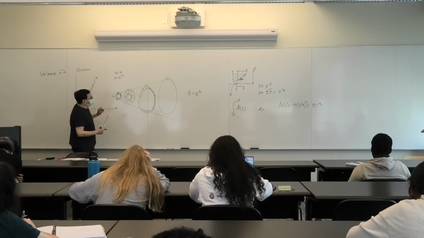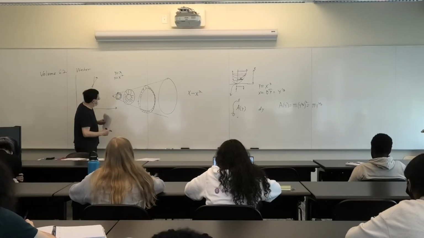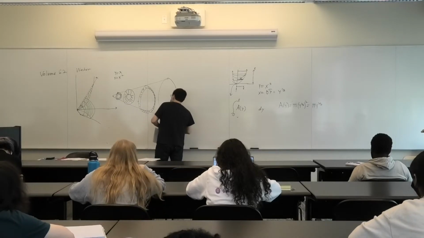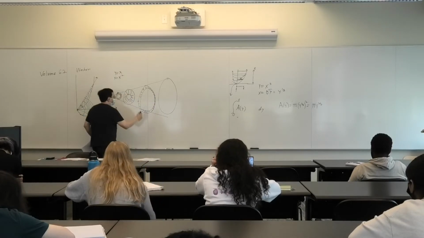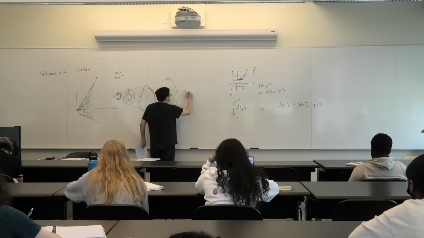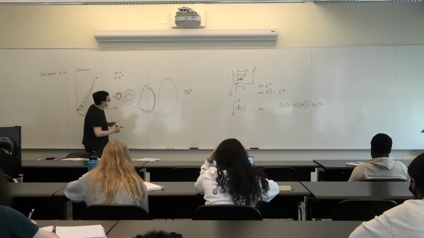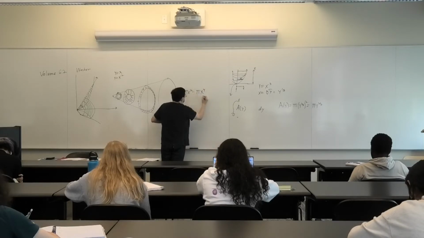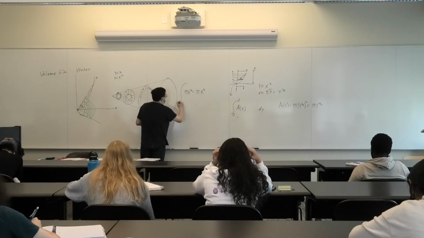Our outer ring has a radius of x. It has an area of pi x squared. The inner ring has a radius of x squared, so its area is pi x to the fourth. So that's our area function that we're going to integrate.